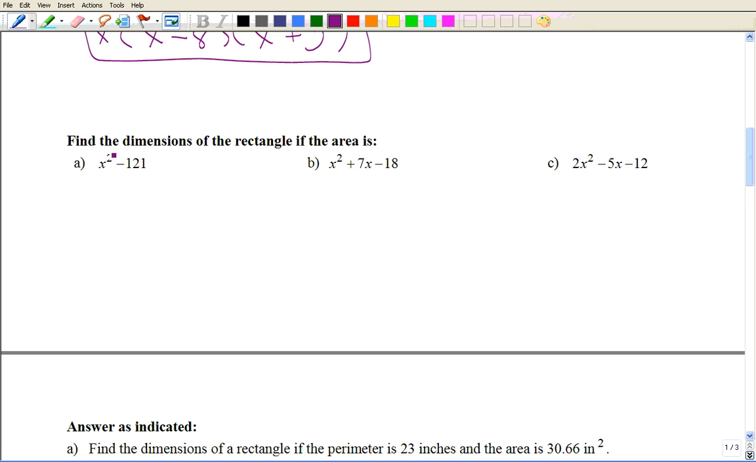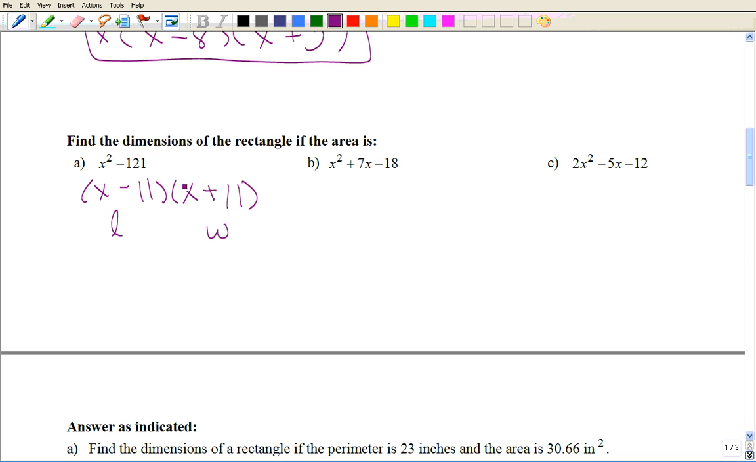On part A, we have x squared minus 121. That is a difference of two perfect squares. So the square root of x squared is x. The square root of 121 is 11. And then I just need opposite signs. So my length would be one of them, and my width would be the other. It doesn't really matter which way you label them, but basically we're just factoring.